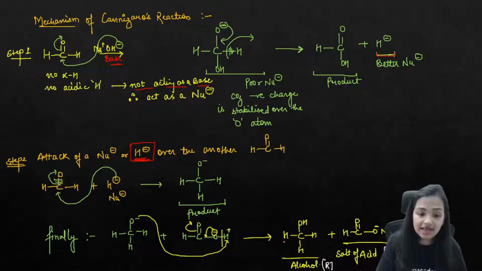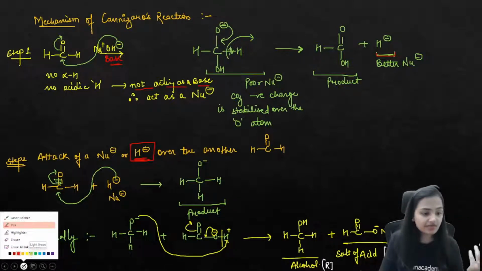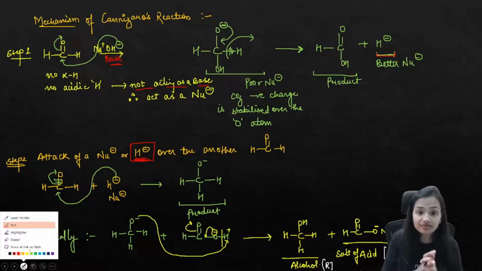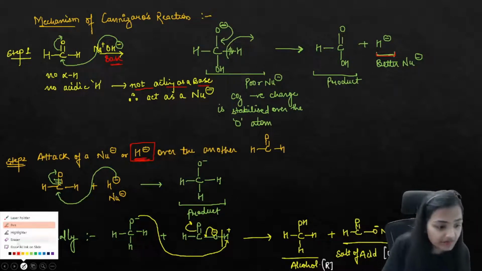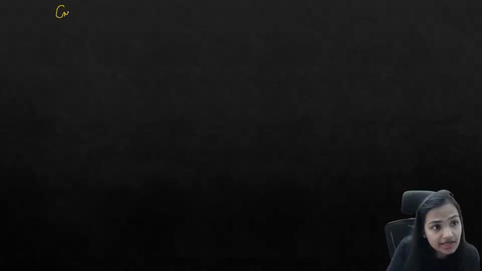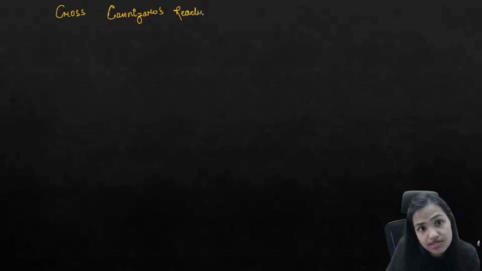Now let us do the same Cannizzaro reaction over one of the other molecules. So here I have taken formaldehyde. What if I have benzaldehyde or something else? Then how can we do the question? Now let's talk about the cross Cannizzaro. If I have two carbonyl groups, let us do the other reaction, that is the cross Cannizzaro. Cross Cannizzaro's reaction, you will understand better here.